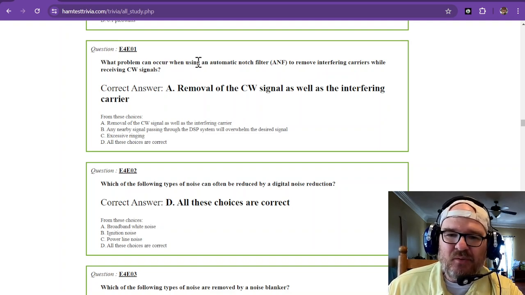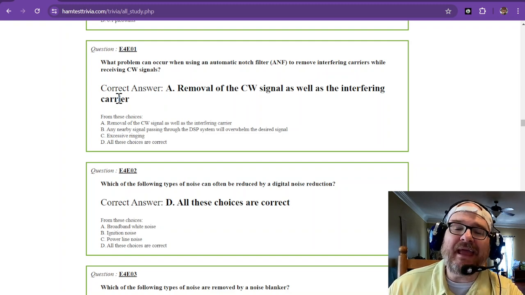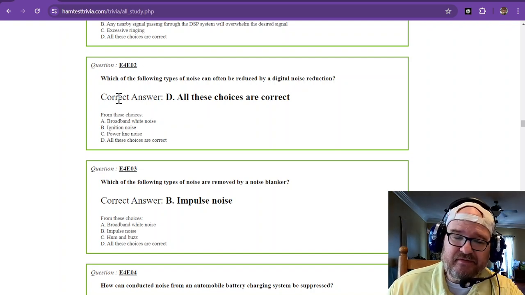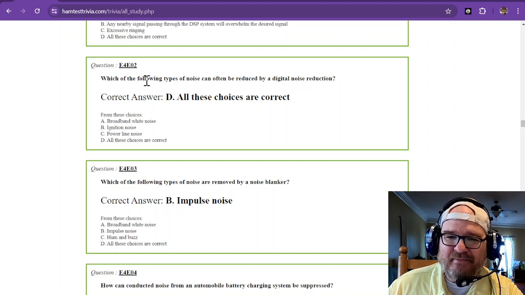What problem can occur when using an automatic notch filter, ANF, to remove interfering carriers while receiving CW signals? That is going to result in the removal of CW signal as well as the interfering carrier. That is one problem that can occur with an auto notch filter, is that it might notch out who you're trying to receive as well. On single sideband, that notch filter reduces the gain of the single sideband coming through significantly. It's really annoying.